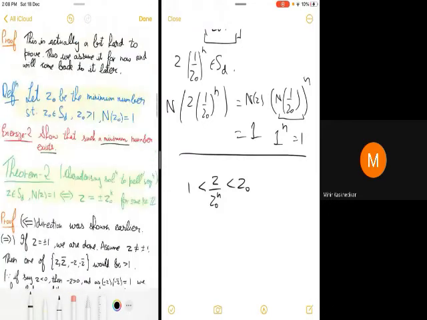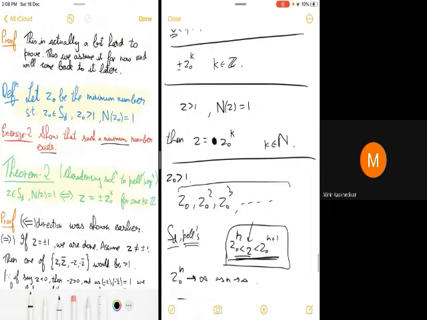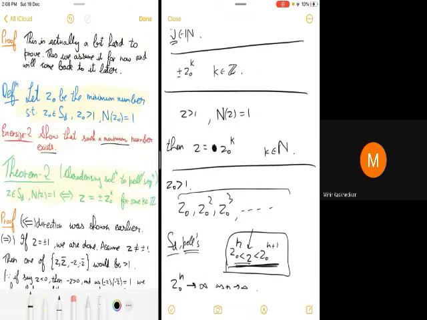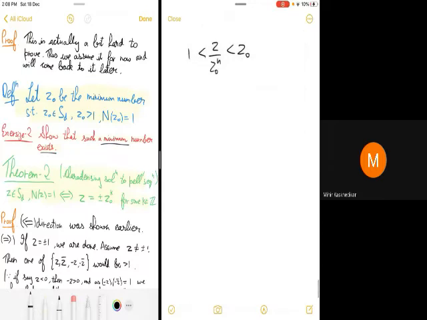Okay, any doubts or questions on this? For z greater than 1, z equals z naught power k for some k belonging to the naturals. You can type in the chat as well, I'll see it. Okay, great.